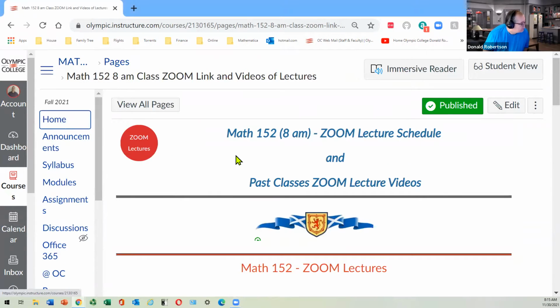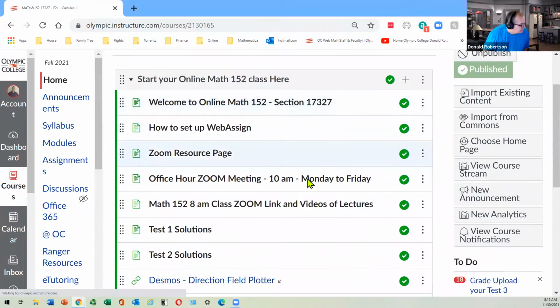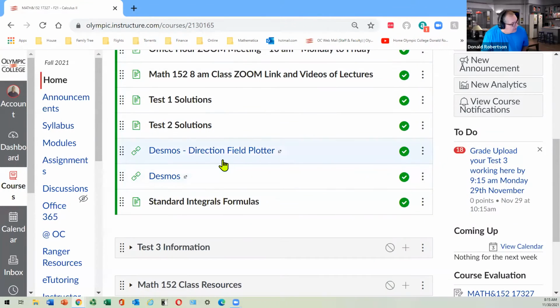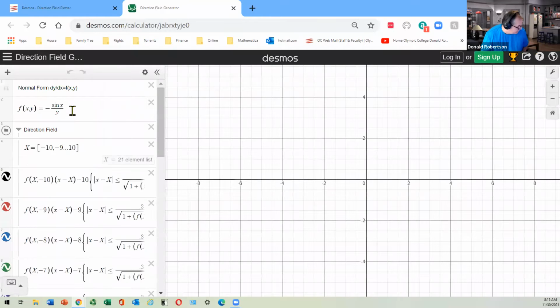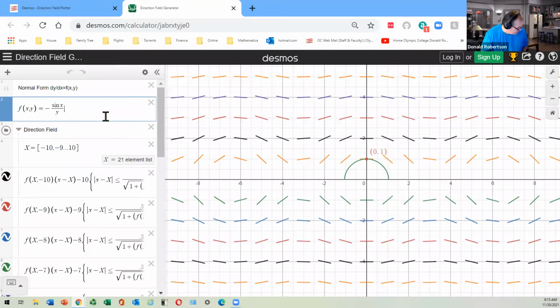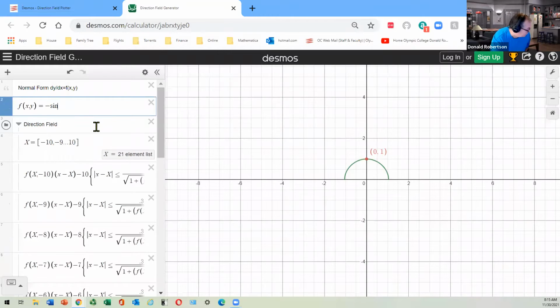Now, if I go home, I hit home. For instance, suppose you would like to draw one of those direction fields, because trying to do it by hand and accurately is a pain. So you click on this and you go up here and you basically just type in what the function is. So the one that I just did a few seconds ago was what? X squared y.